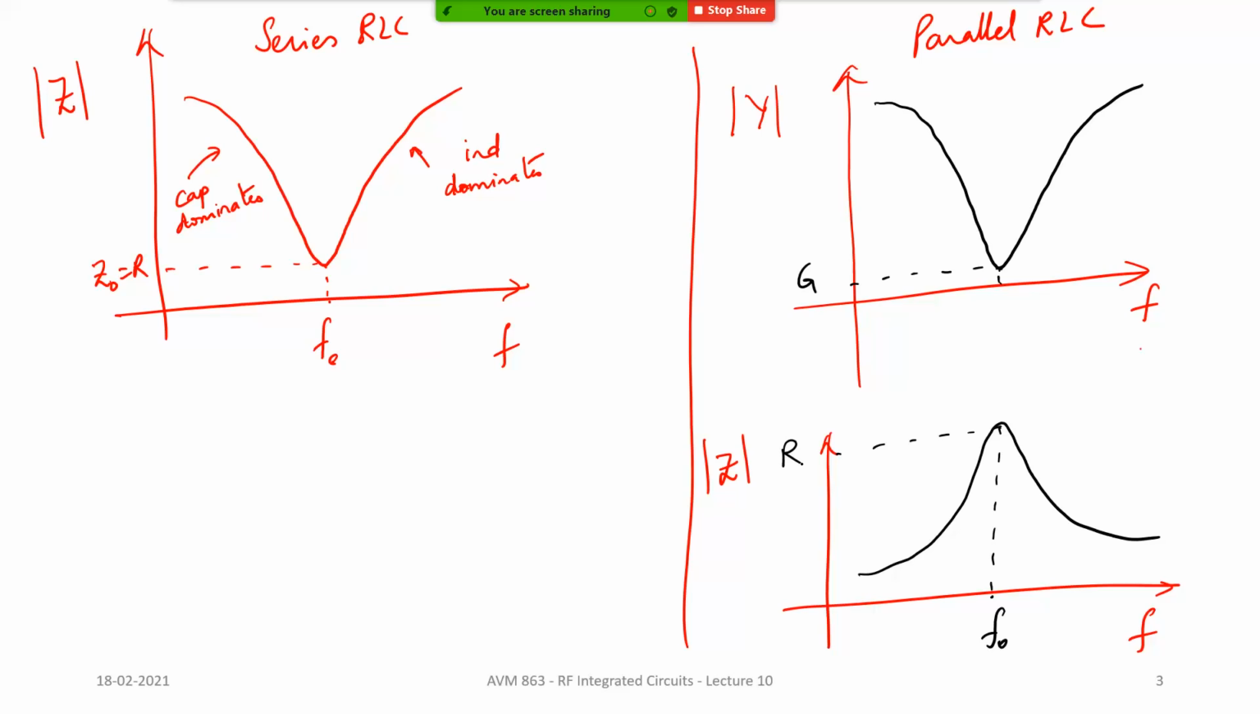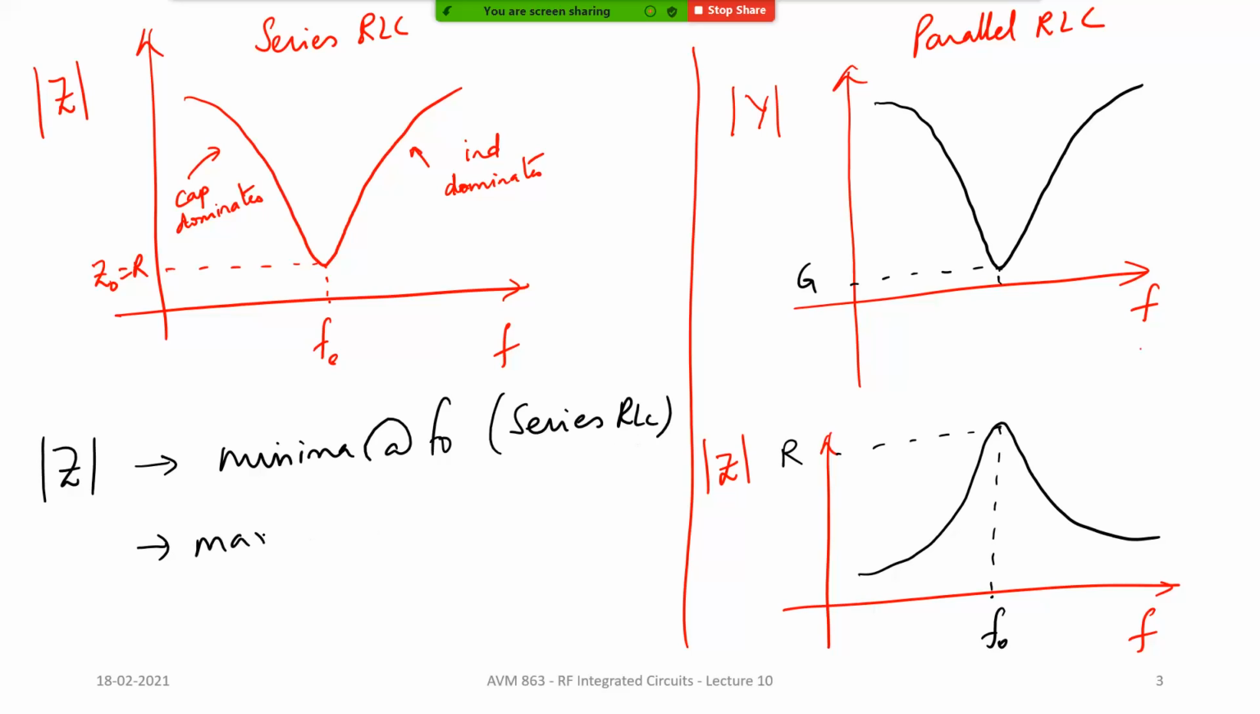Same thing in series, but it reaches a minima for a series, maxima for a parallel RLC. Okay, the magnitude of this has a minima at f0 for series RLC and a maxima at f0 for a parallel RLC. Okay, so this is something that we should understand very clearly.